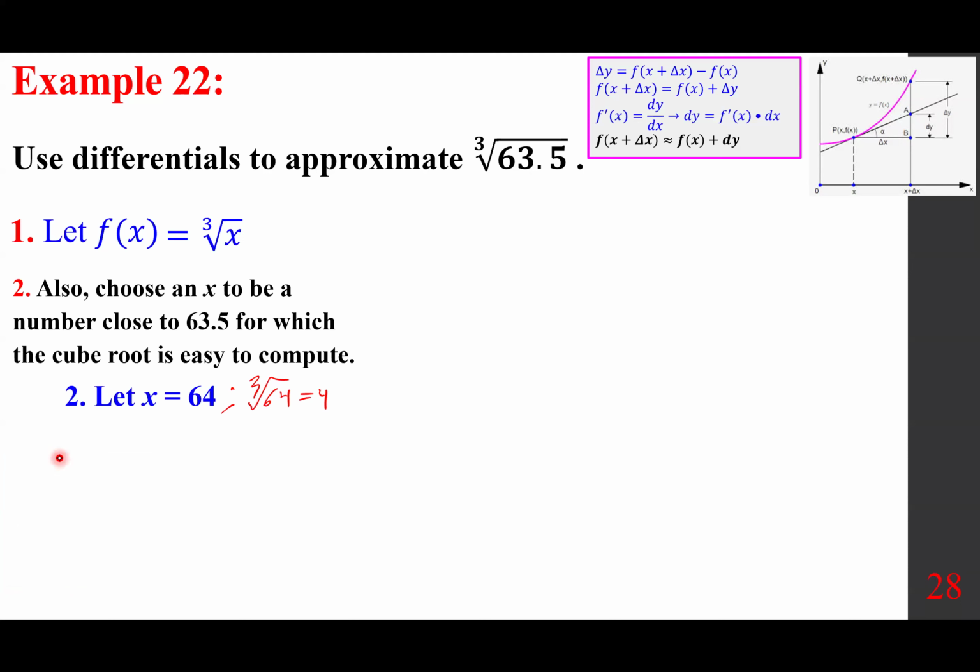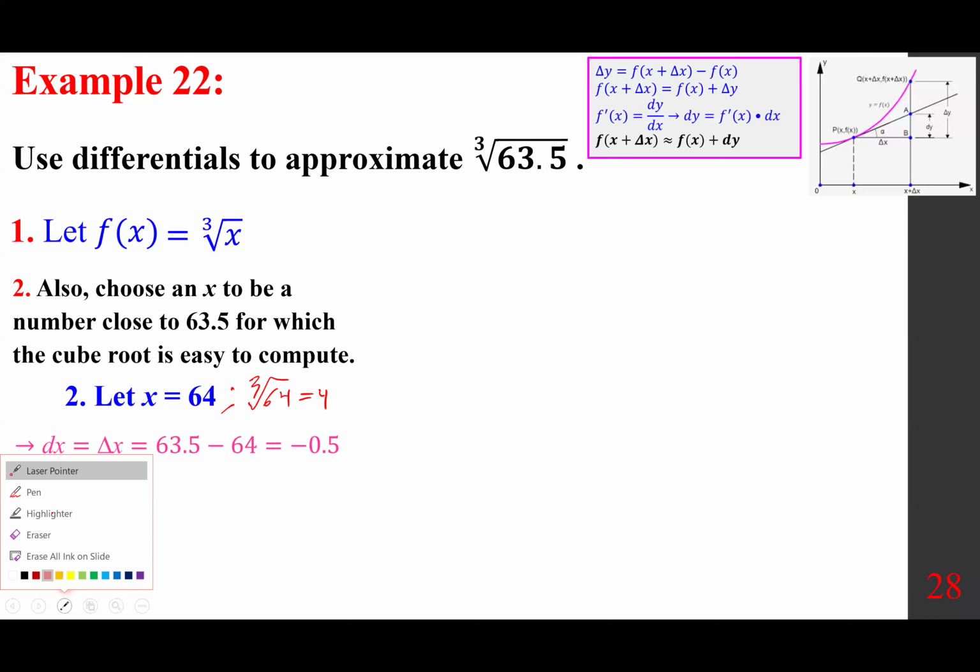And so dx or delta x is the difference between 63.5 minus 64, which is minus 0.5. Please understand why negative. We know the 64 and we want to go to a smaller number, so the answer will be less than 4. But if we were to go to 65, I want to make sure we understand that if the question was, okay, what about the cube root of 65? Dx is positive 1. Okay, 65 minus 64.